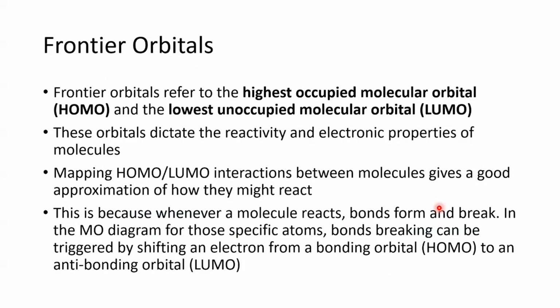So bringing this back to organic chemistry. Chemistry is typically done at the frontier orbitals, which occur at the highest occupied molecular orbital and the lowest unoccupied molecular orbital, so HOMO and LUMO. These orbitals dictate the reactivity and the electronic properties of molecules. If you can map out the HOMO and LUMO interactions, you get a good approximation of how chemicals are going to react. This is because whenever a molecule reacts, bonds form and break, and the molecular orbital diagrams can show this by shifting electrons from a bonding orbital to an anti-bonding orbital, so a HOMO to LUMO transition.